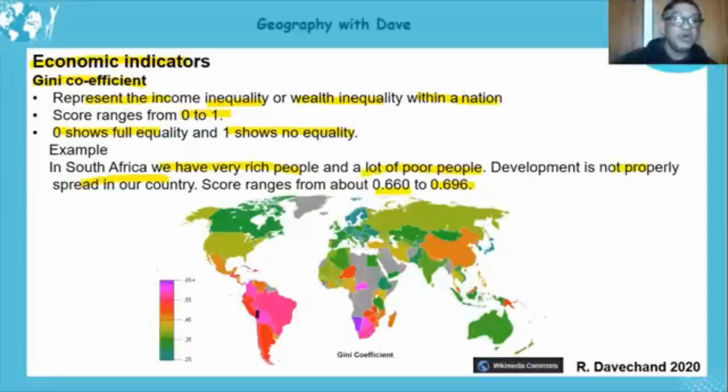Can you see higher scores in the less economically developed countries? In terms of 0.65, etc. And then as we move through the developed countries, we find there's better equality, where the scores now go towards 0.35, 0.25, etc. There's more equality in the more economically developed countries.